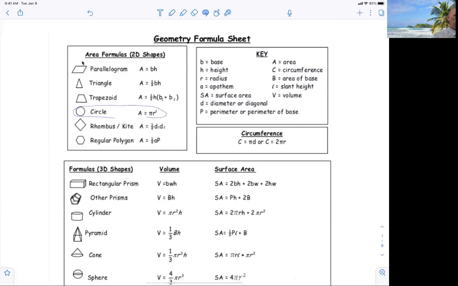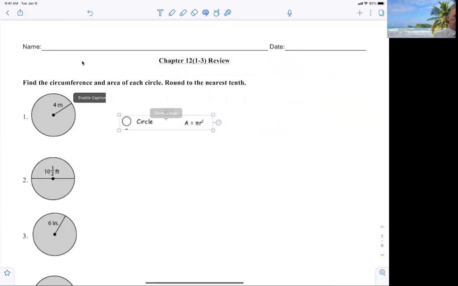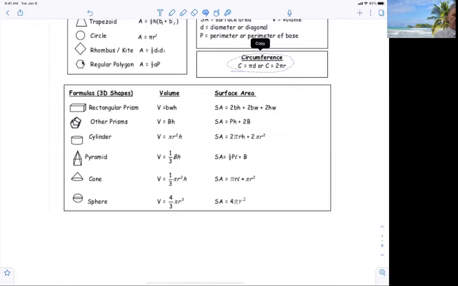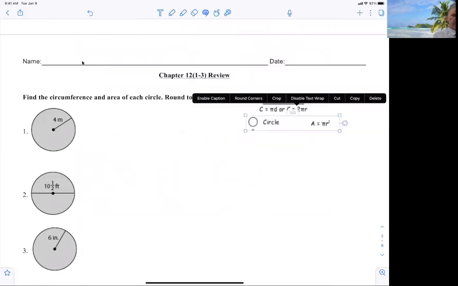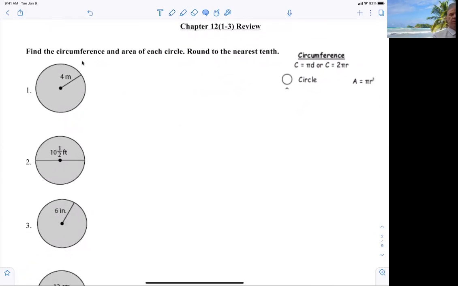Here's the area formula. And then here is my circumference formula. That's not a big deal, right? Does everybody see that? Now for question number 1.